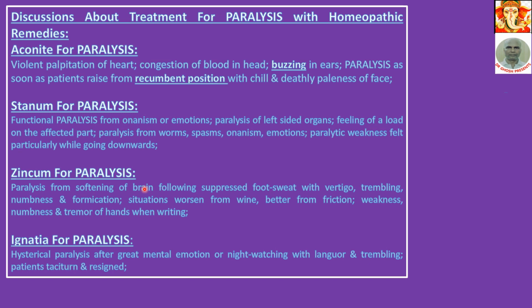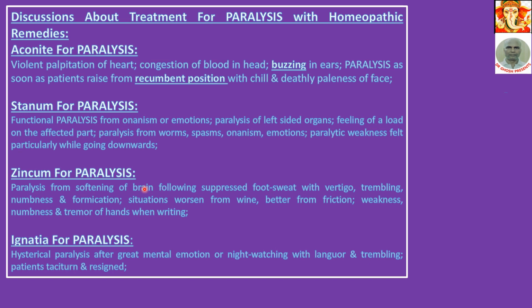Plumbum for paralysis. Functional paralysis from onanism or emotions. Paralysis of left-sided organs, a very important point. Feeling of a load on the affected part. Paralysis from worms, spasms, onanism, emotion, so many causes. If paralysis is caused by these causes, then it may be one of the medicines.